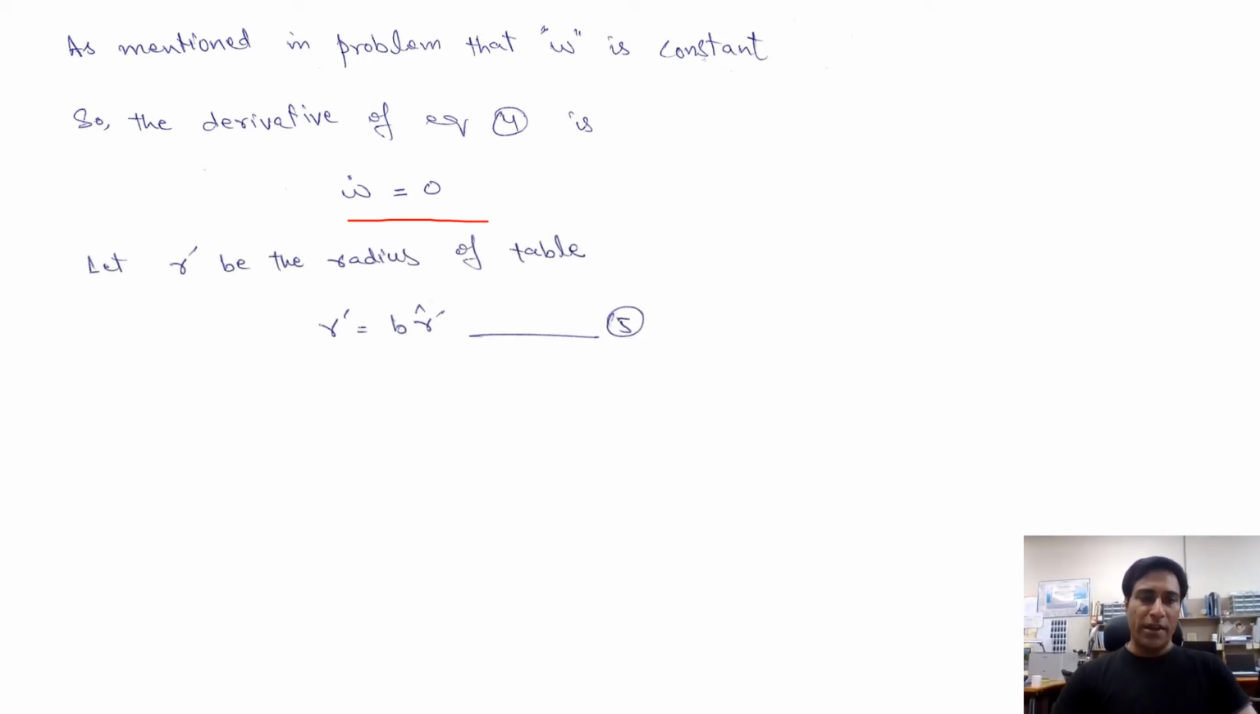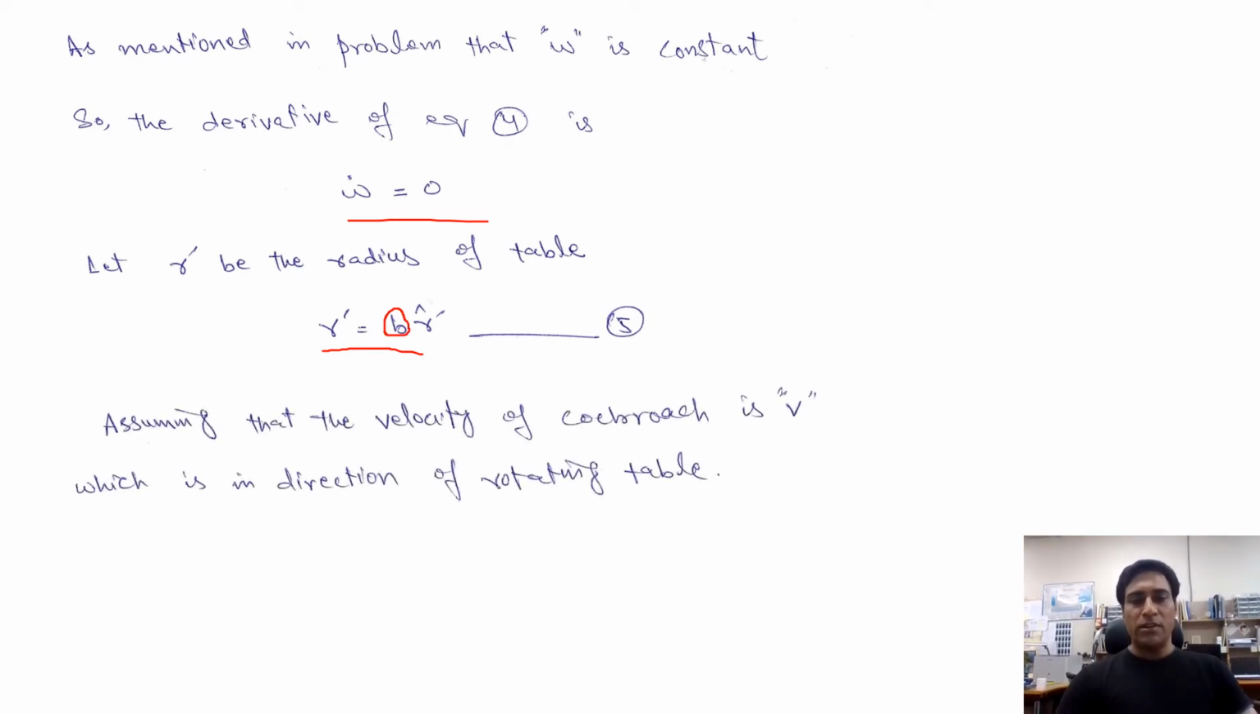So let r dash, this is the second term, be the radius of the table. The equation is that r dash is equal to b r dash unit vector. It is mentioned in the problem that this b is the radius. So assuming that the velocity of the cockroach is v, in the direction of the rotating table, then v dash is equal to v dash theta dash unit vector. This is equation number 6.